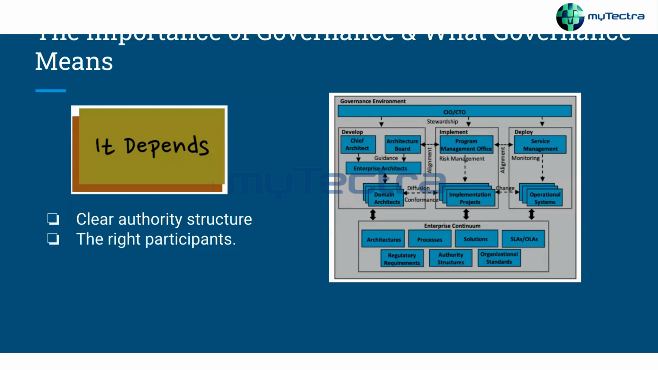Organization specific. There's something called organization specific, right? You cannot have an architecture which should be common across all service companies and products. Each company will have its own regulatory requirements, its own architecture models, its own authority structures. Not every company will have this structure, but the challenge is what SLAs you have and what operational level agreements you have. All these are the enterprise continuum.